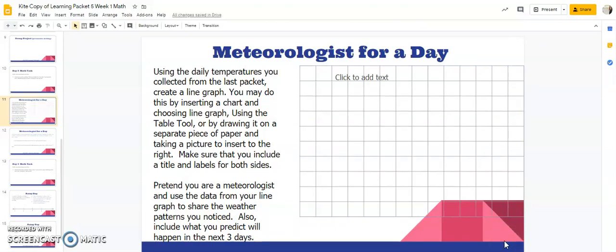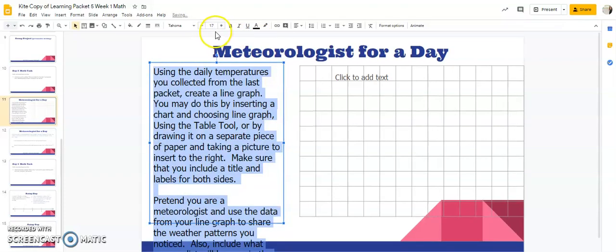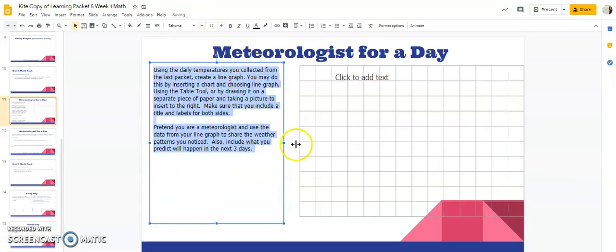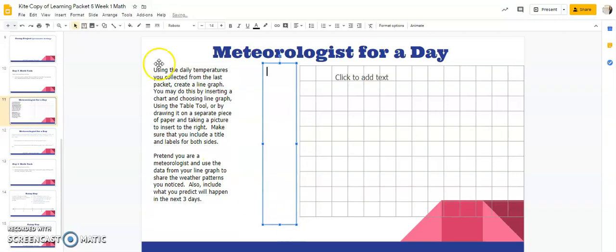So now what I need to do after I've inserted the table is I've got to label my X and Y axis. So in order to do that, I'm going to move this out of the way by making it smaller. Now I'm going to insert a text box over here to the side because this is my Y axis. And I need to also insert a text box on my X axis. So I'm going to do that over here.